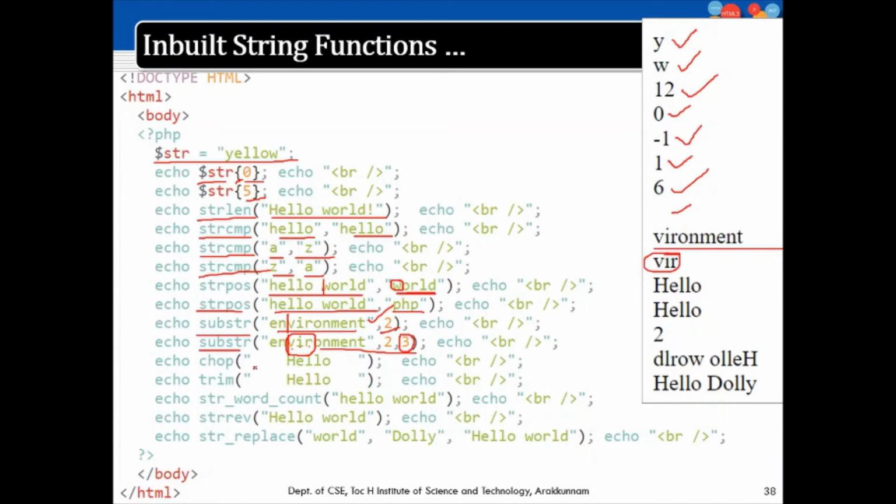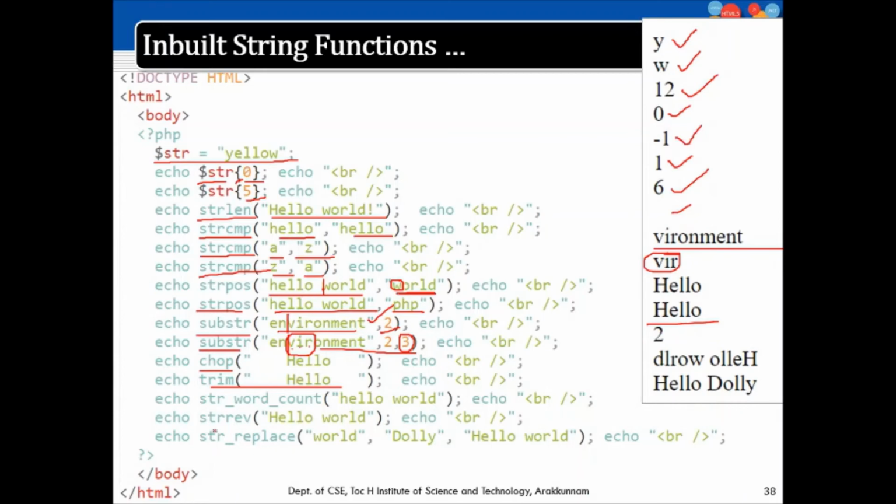Now I have a string with some spaces before and after it. The chop function will remove only the space after the string. Trim will remove both the spaces. We cannot clearly see that here, but you can use this when you apply it in programming.